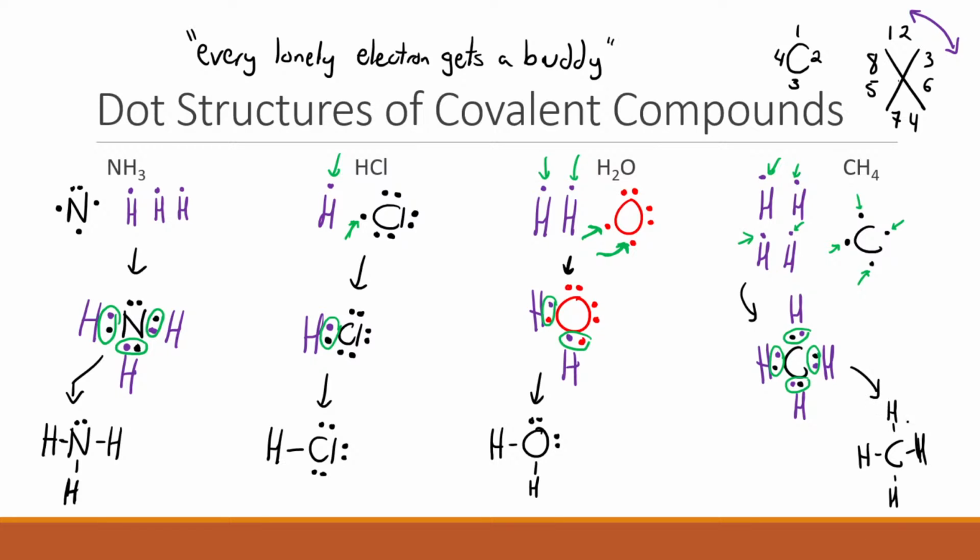Here, each of the hydrogens has 1 bond touching it, which is what they want. The carbon has 4 bonds touching it, each one of those bonds representing 2 electrons, for a total of 8 electrons around the carbon, making the carbon stable as well.